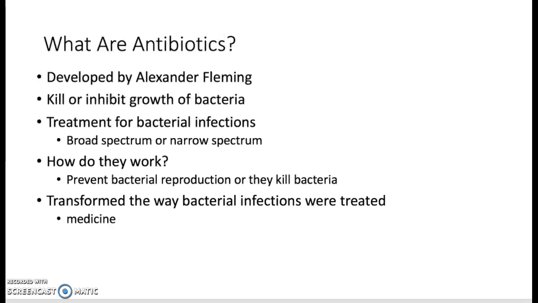To start off, what are antibiotics? Well, they were developed by Alexander Fleming in 1928. They are used to kill or inhibit the growth of bacteria. They are used in the treatment of bacterial infections. They are either classified as broad spectrum or narrow spectrum. Broad-spectrum antibiotics are used to treat several types of bacterial infections, and narrow-spectrum are used to treat a specific type of infection.